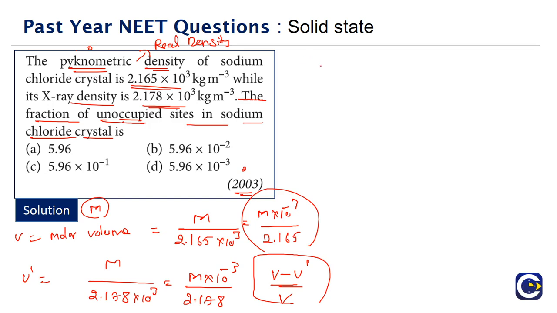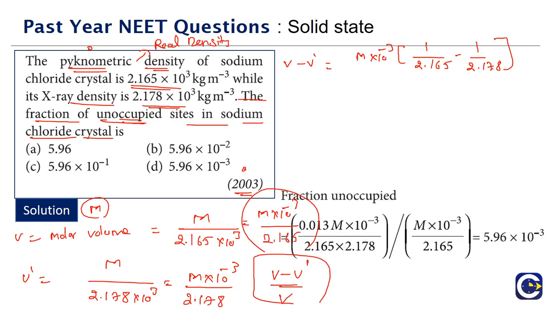What we have to do? V minus V dash means this value minus this value. So V minus V dash will be equal to M into 10 power minus 3 into 1 by 2.165 minus 1 by 2.178. That is V minus V dash. Okay, so V minus V dash divided by V is going to give us the fraction of the unoccupied sites. So if you look at this, the fraction of unoccupied sites, I'll just rub this off so that we'll be able to see this part clearly.